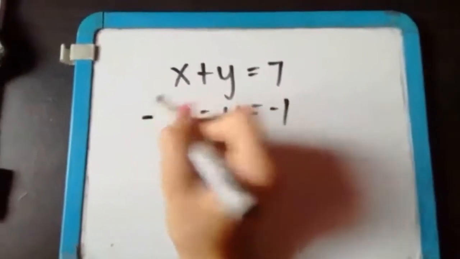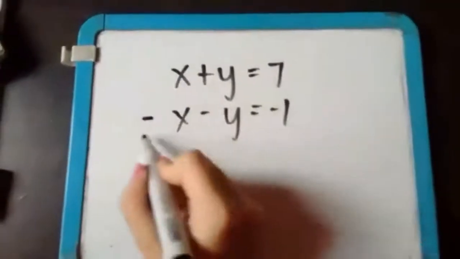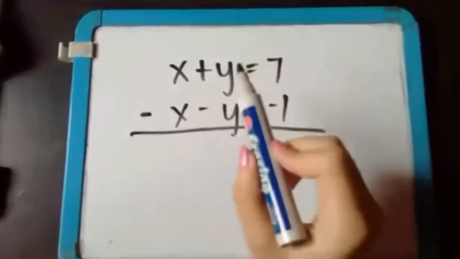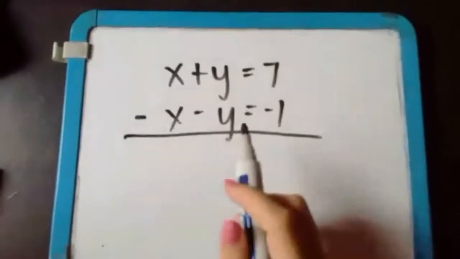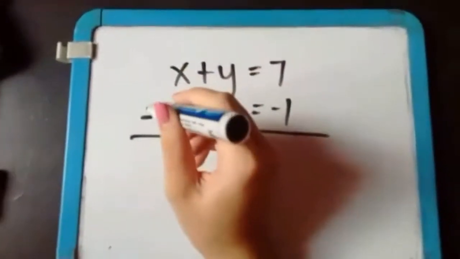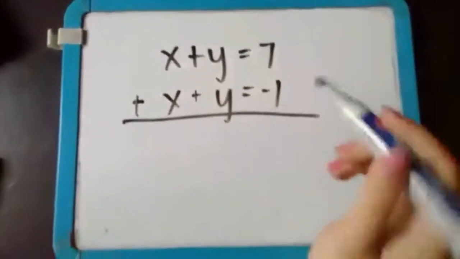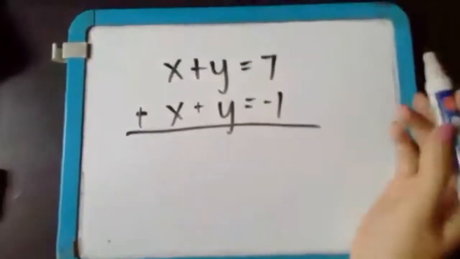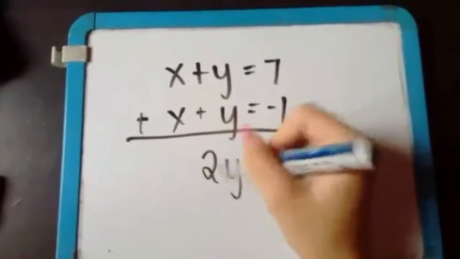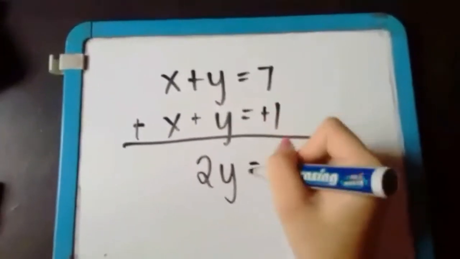So this is going to be a minus sign here. Since x minus x is 0, then y, positive y minus negative y. We're going to do keep, change here. So we're going to change the operation into addition and the sign of the other into positive. So now we're going to add: y plus y is equal to 2y, and 7 plus, we're going to change this, 7 plus 1 is equal to 8.